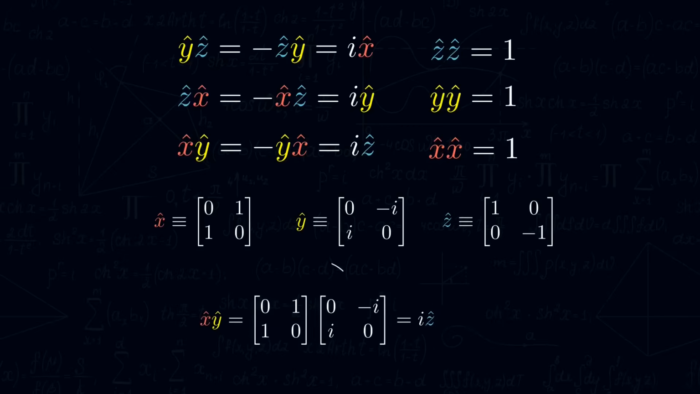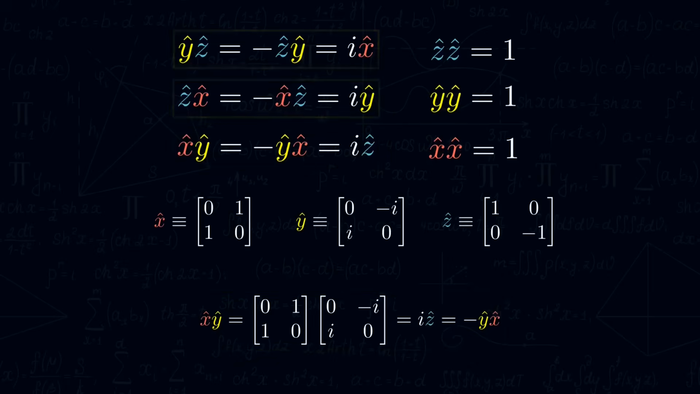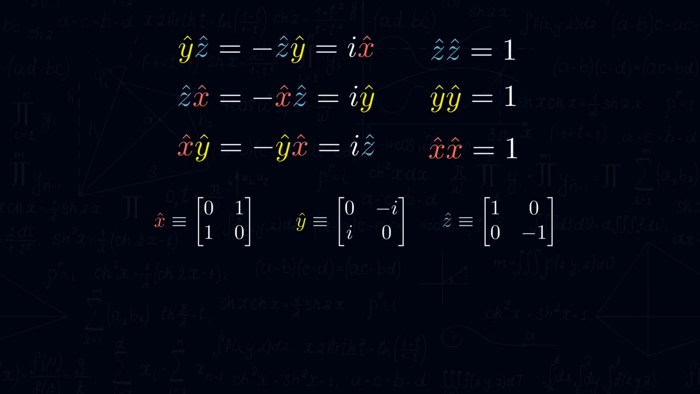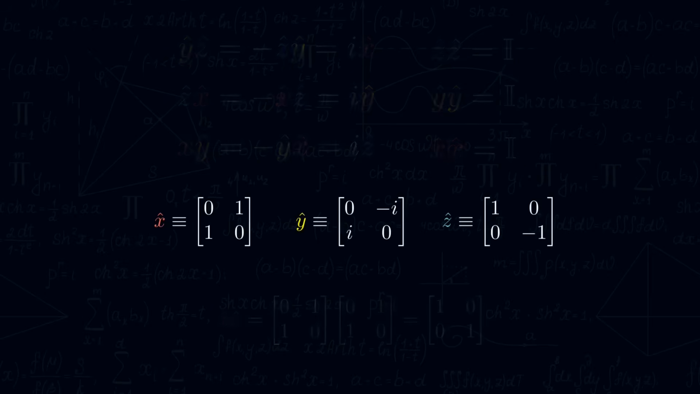And if we swap the two matrices, we get the same result, but with a negative sign. So, those two rules, they're really the same, and the others, just analogous. Now, pick any one basis vector and multiply it by itself. You'll get the identity matrix. Any basis vector. So these three actually behave like identity elements when squared.